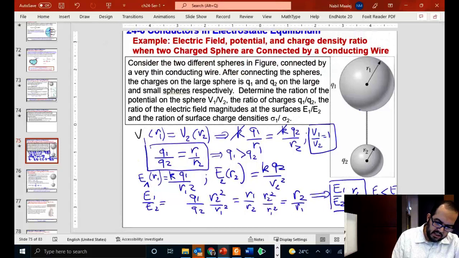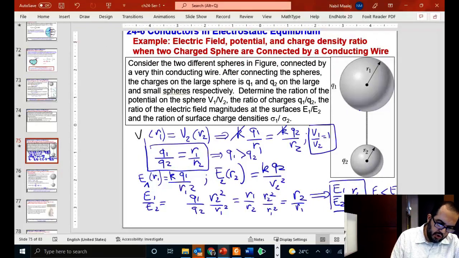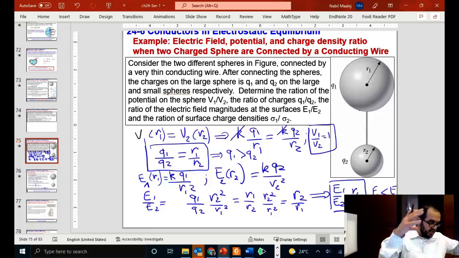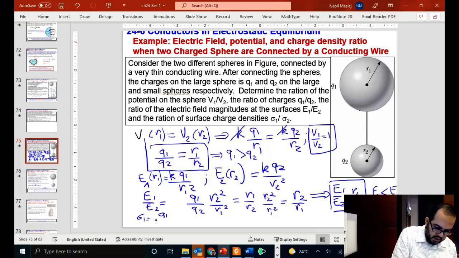Okay, the last thing we want to do is the ratio of the surface charge densities. So we need to calculate the surface charge density. We said all the extra charge will be on the surface. So if we divide the charge on the surface by the surface area, we can get the surface charge density. Let me write it here. Rho1 is going to be the charge Q1 divided by the surface of the sphere, which is 4 pi R1 squared, and Rho2 is Q2 divided by 4 pi R2 squared.